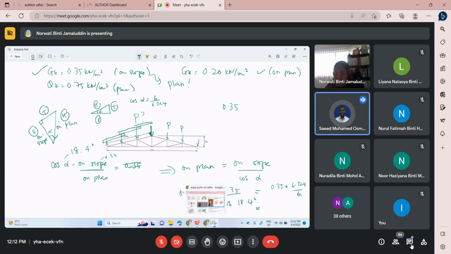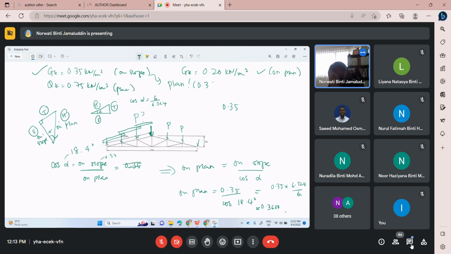Zero point 3688. 0.3688. Okay, so on plan, the value of GK, let's say 0.37, okay? Round up. Kilonewton per meter squared.